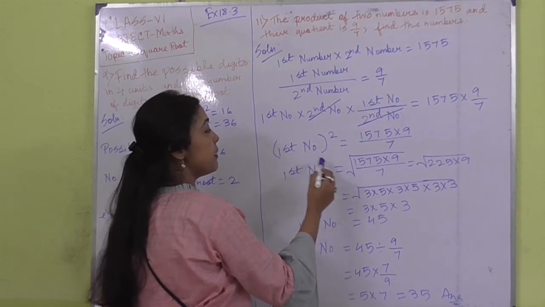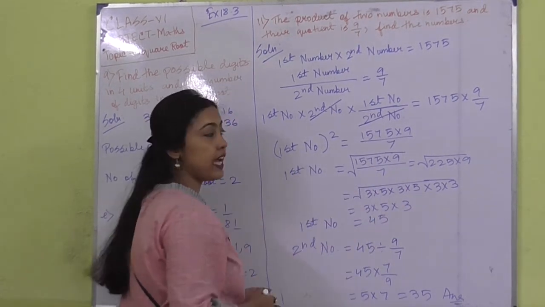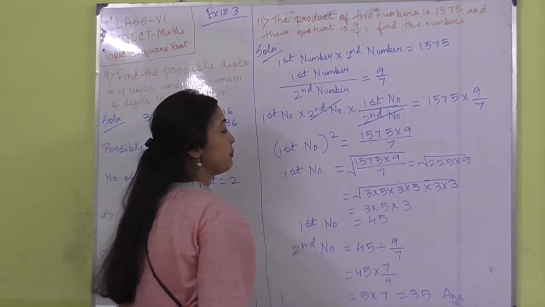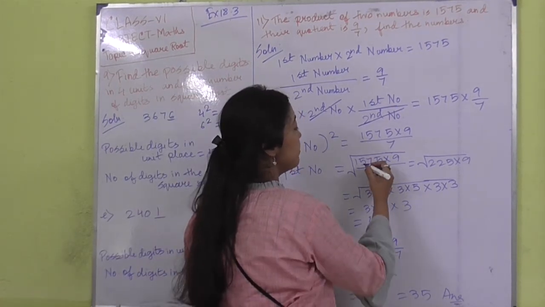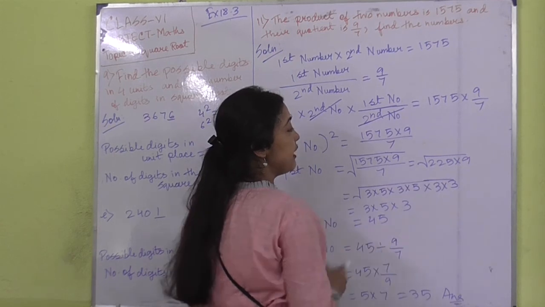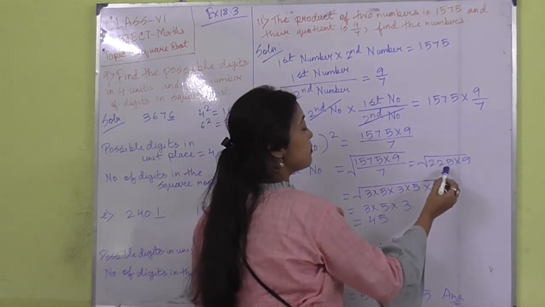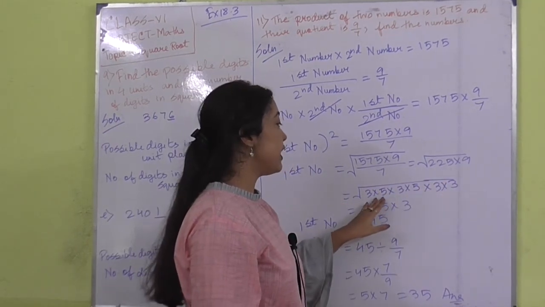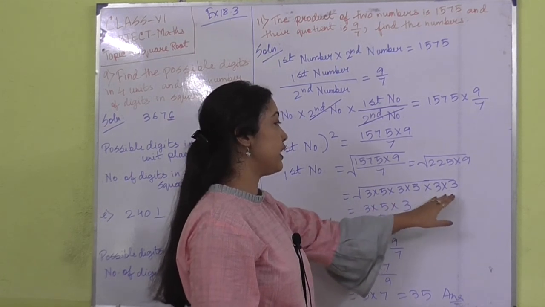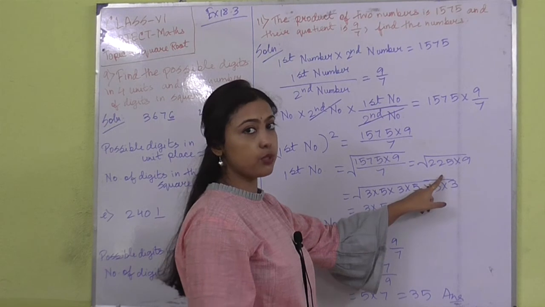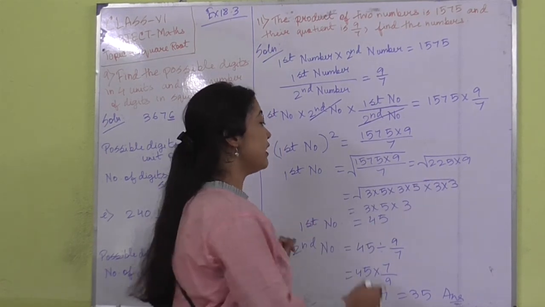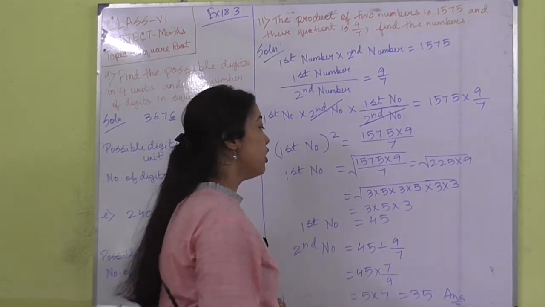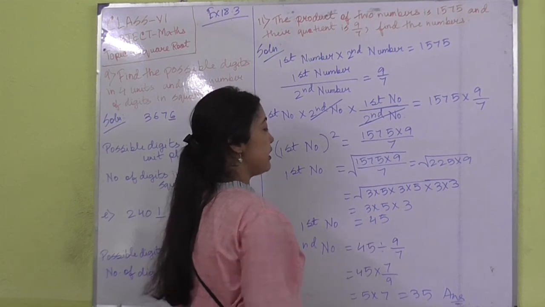Now the square of the first number is shifted to the right hand side of the equal sign, so it becomes the square root of 1575 into 9 by 7. If we divide 1575 by 7, we get 225. So the square root is of 225 into 9. After breaking this, we get 3 into 5, 3 into 5, into 3 into 3. That is, 15 square is 225, so we break 15 into 3 into 5 and 3 into 5, which becomes 15 into 15, and 3 into 3. Hence the square root comes as 45.